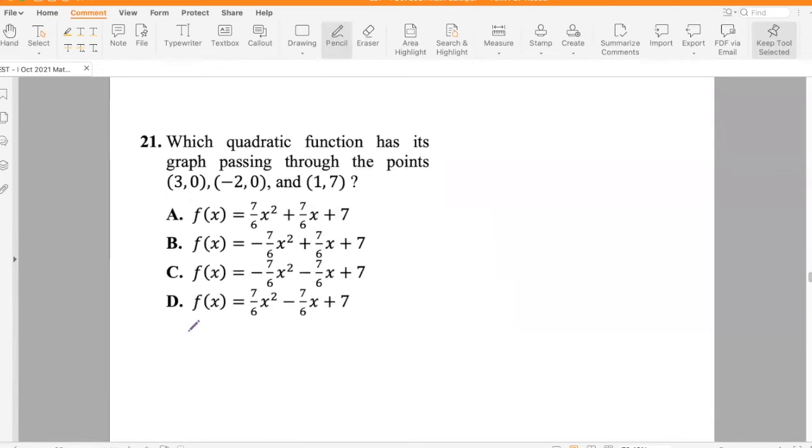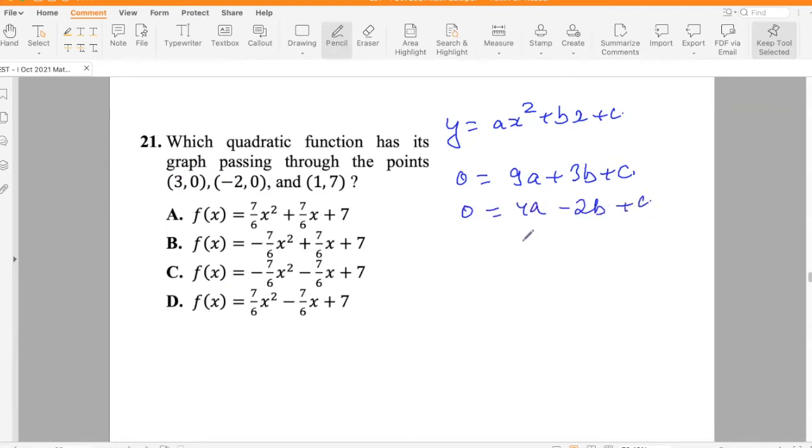Which quadratic function has its graph passing through these points? Okay, so I can just work with, let's say, y is equal to ax squared plus bx plus c. Let me just work with that. So I have 3 equations and 3 unknowns, so I can solve that. So if I put 3, 0, I'll get 0 is 9a plus 3b plus c. With the second one, I'll get 0 is 4a minus 2b plus c. And with the third one, I'll get 7 is equal to a plus b plus c, right?